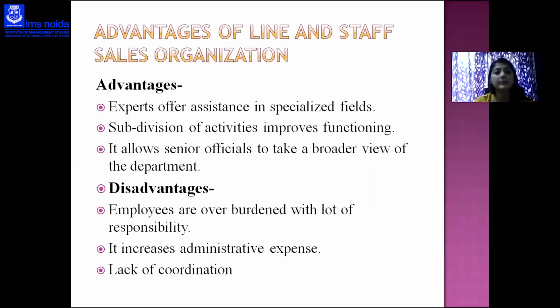Now, its advantages. Experts offer assistance in specialized fields. Subdivision of activity improves the functioning, and it allows senior officials to take a broader view of the entire department. However, there are some disadvantages of this organizational structure. Staff members are burdened with a lot of responsibilities, and definitely this particular organizational structure increases the administrative expenses. This structure leads to lack of coordination.